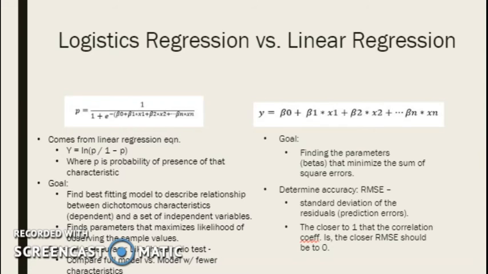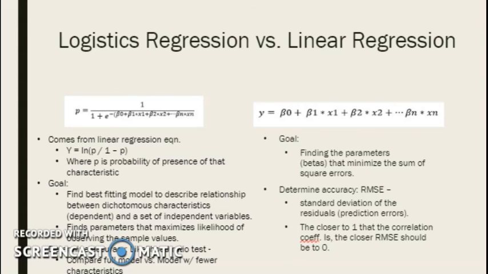The goal of this equation is to find the best fitting model to describe the relationship between a dichotomous characteristic, meaning of two categories, which is the dependent variable, and a set of independent variables. So we're fitting based on this, and it finds parameters that maximize the likelihood of observing the sample values.